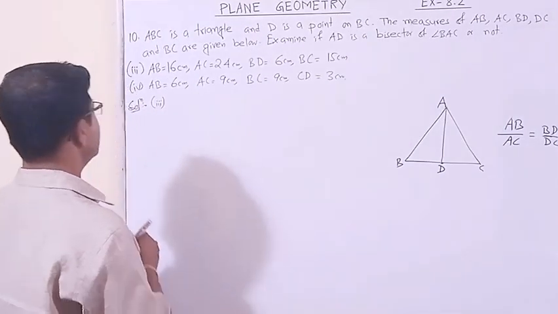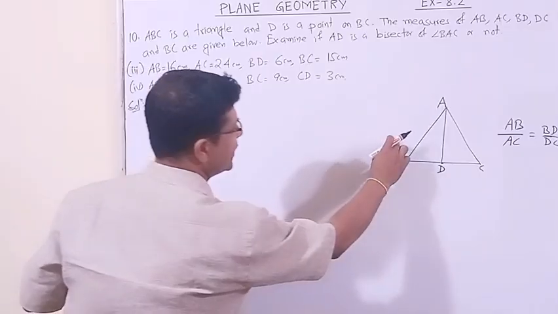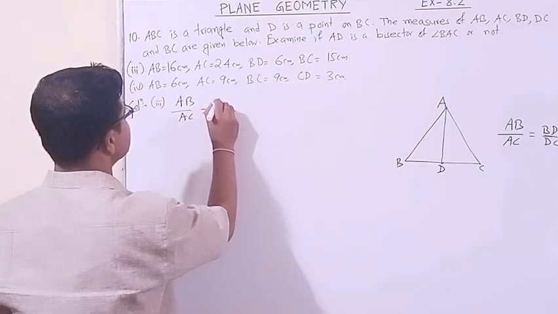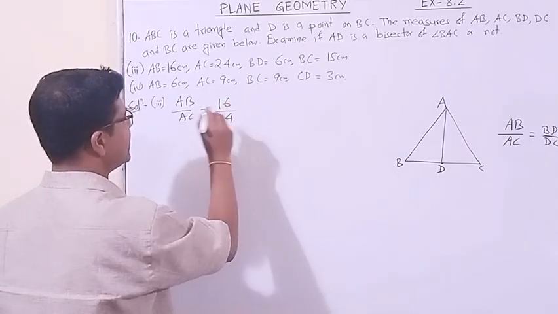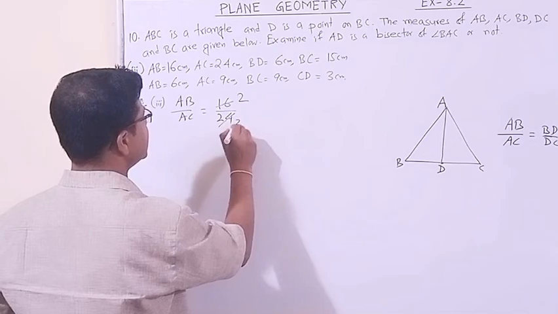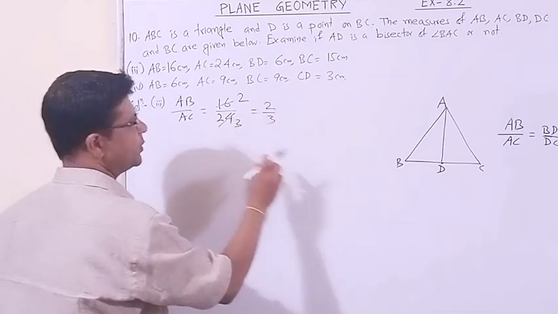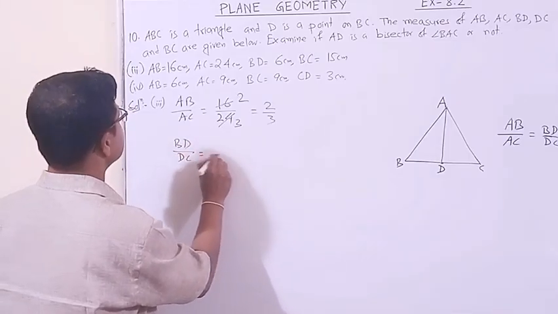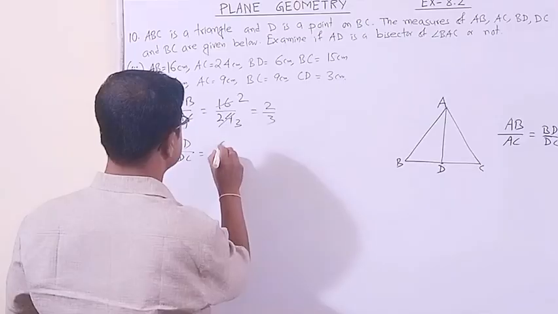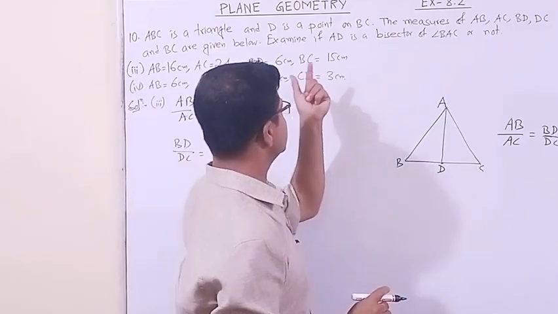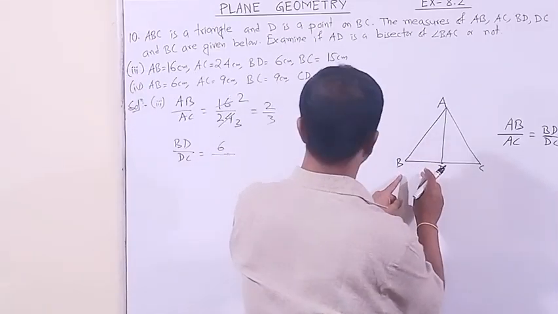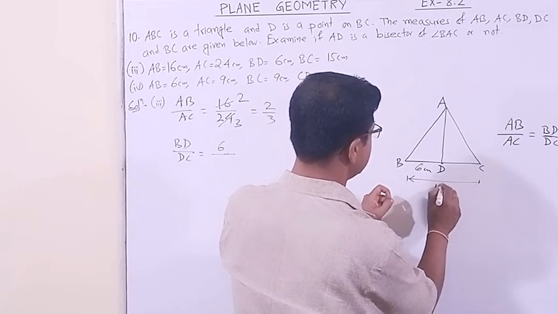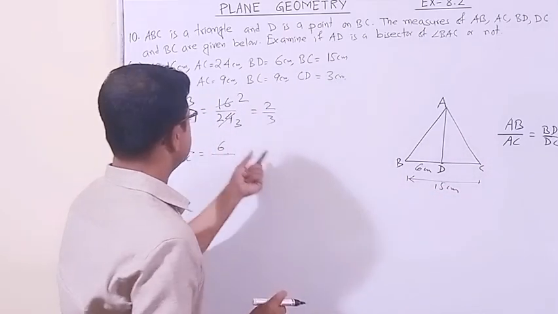Then dear students, now let us move to number 3. Here again, same thing, we shall find AB by AC. What is AB? 16 by 24. Let us cancel by 8. 8 2s are 16, 8 3s are 24, 2 by 3. Next we have to find BD by DC. BD is how much? 6. DC is not given, my dear students. You see, BC is given. Here this BD is 6 centimeter and BC is 15 centimeter.